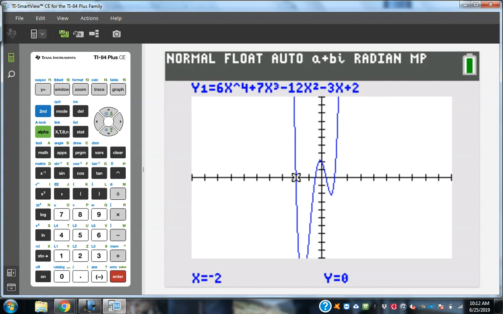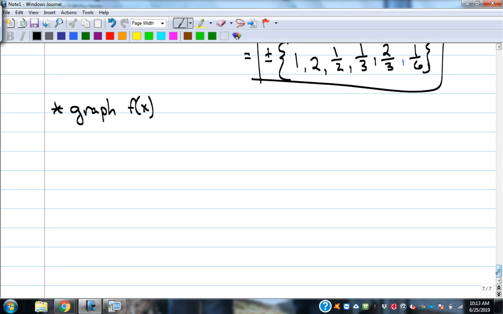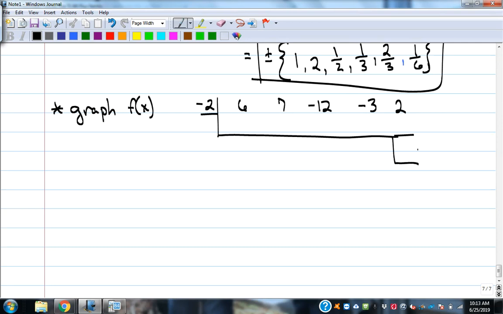That tells me that is a zero of the polynomial. So is -2 in my list of P over Q's? Plus or minus, there's a 2 in there, so that's the -2. So it's in the list. That's how I knew that it was going to be a possibility. So what I'm going to do is take that and do synthetic division with the -2, because I just verified on the graph that -2 is a zero of this polynomial. So when I do synthetic division, 6, 7, -12, -3, 2, I should be getting a 0 in that spot over there.